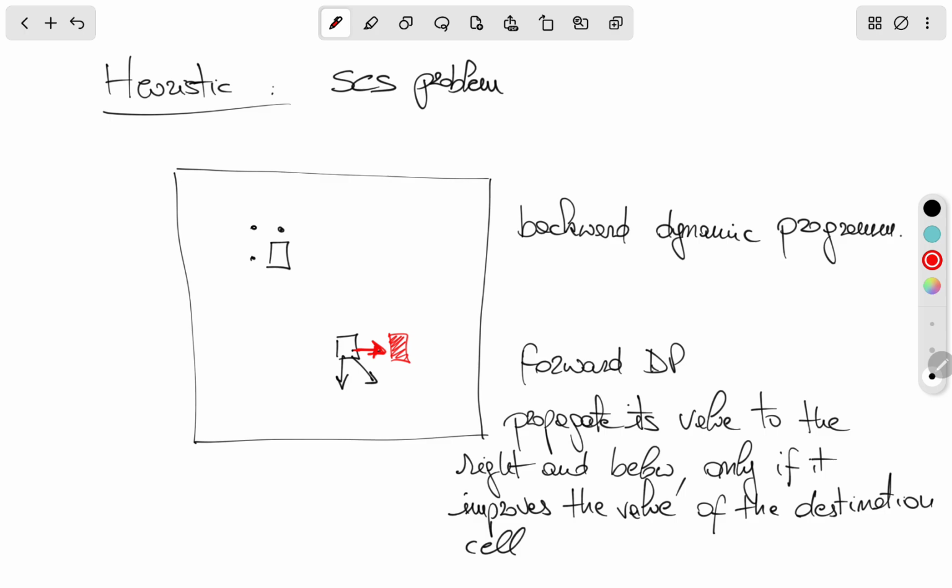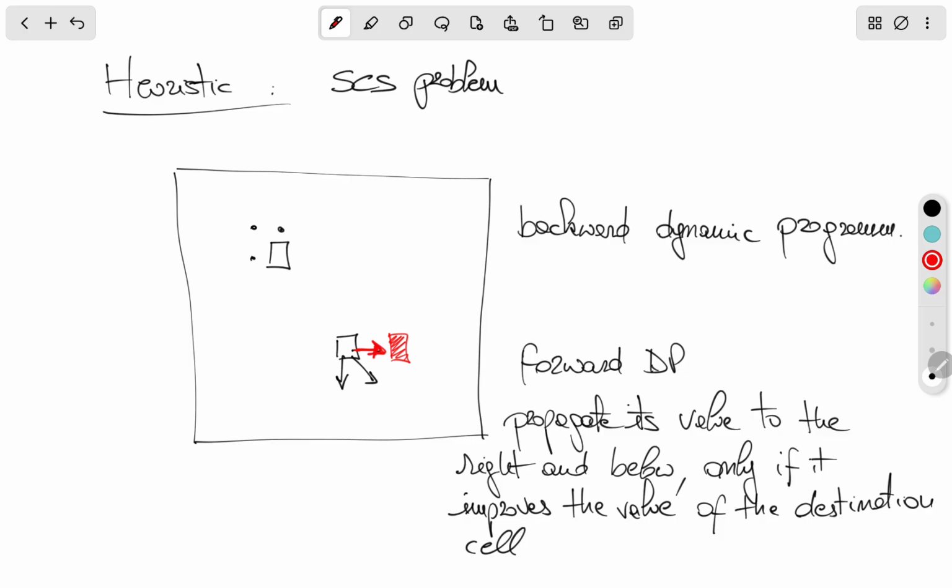So, if the red arrow wants to write 121 in the red cell, I forbid that propagation, because it is not going to give me an optimal solution, because it will never be able to improve over the 120 that I already know is an upper bound.